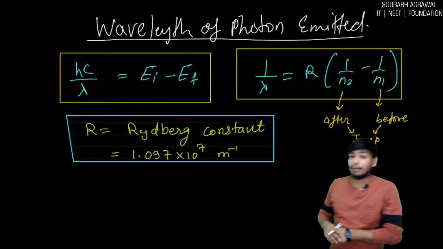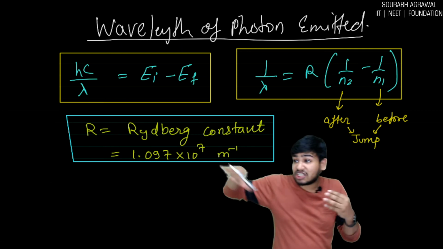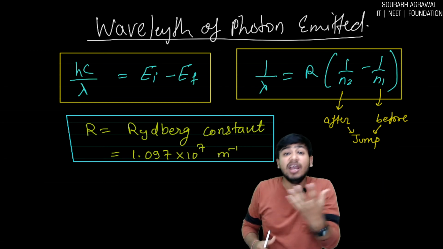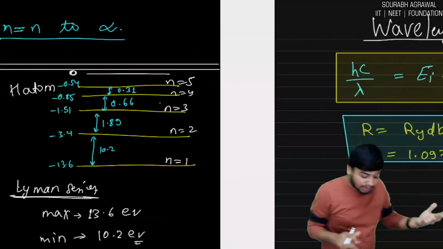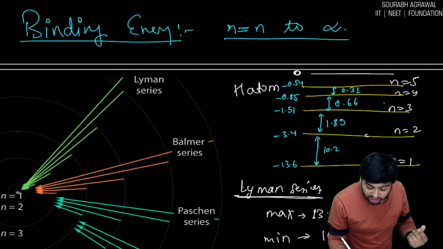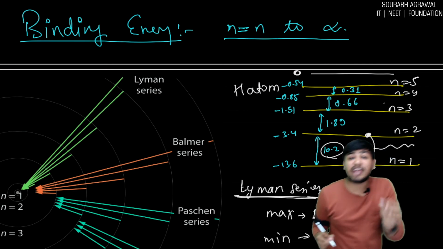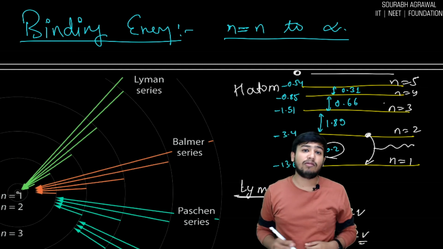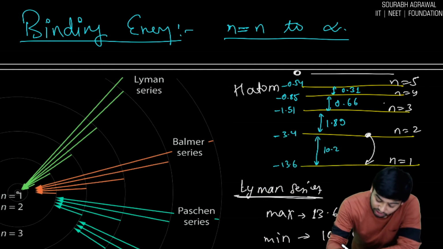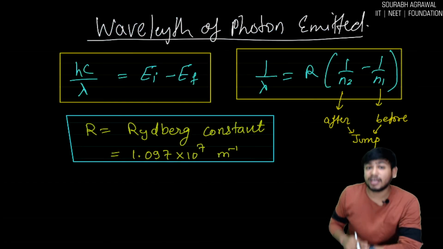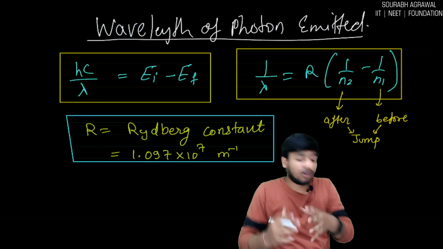Wavelength of photon emitted. Now for the radiation that is coming out, we have seen the energy of that radiation. For example, if the electron is jumping from n equal to 2 to n equal to 1, the radiation which is coming has energy 10.2. Are you getting my point? So similarly, what is the wavelength of this photon that is getting emitted?